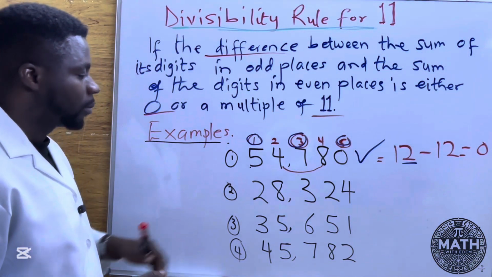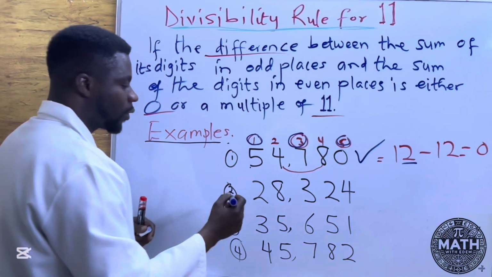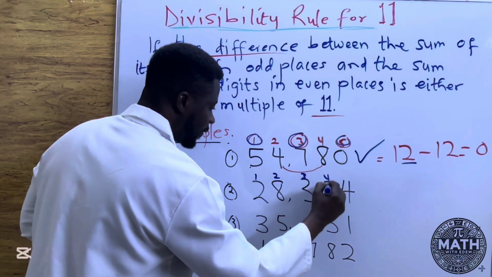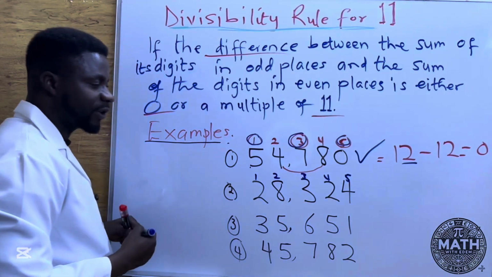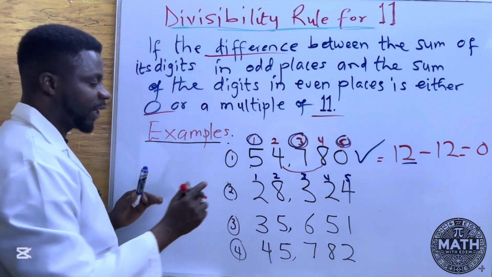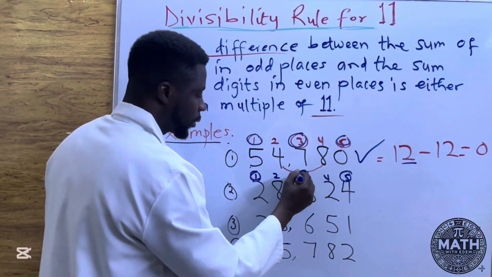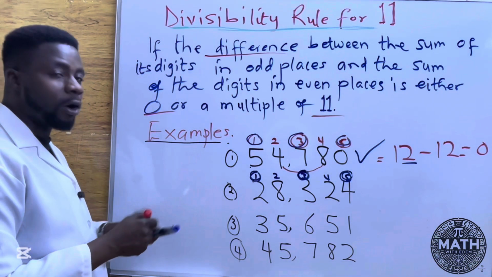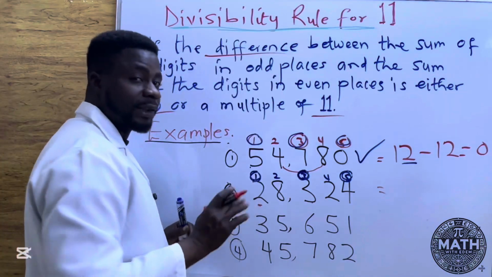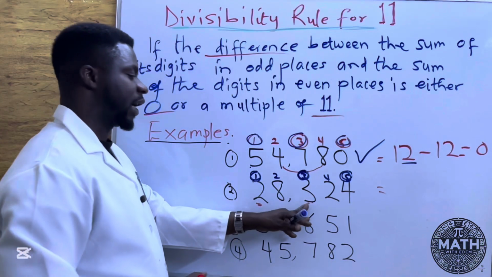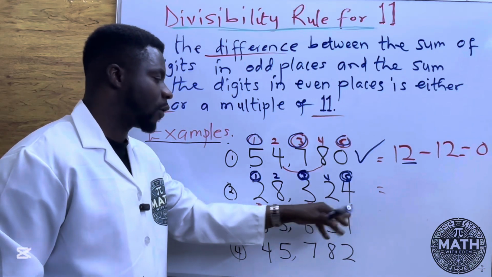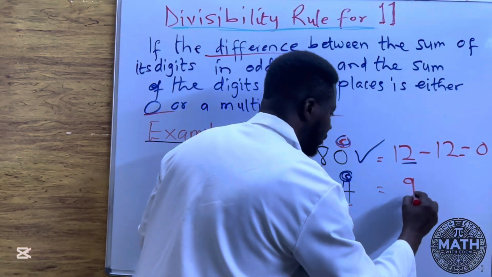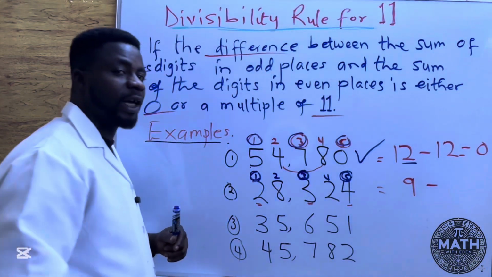Let's go to question number 2. So I'm going to do the same. This is 1, 2, 3, 4, and 5. So first, let's count the digits in the odd places. We have 1, 3, and 5. These are the odd places. So we are going to add all the digits in the odd places. So let's start. 2 plus 3 gives us 5. And then 5 plus 4 gives us 9. So the sum of the digits in the odd places is what? 9. Minus the digits in the even places.